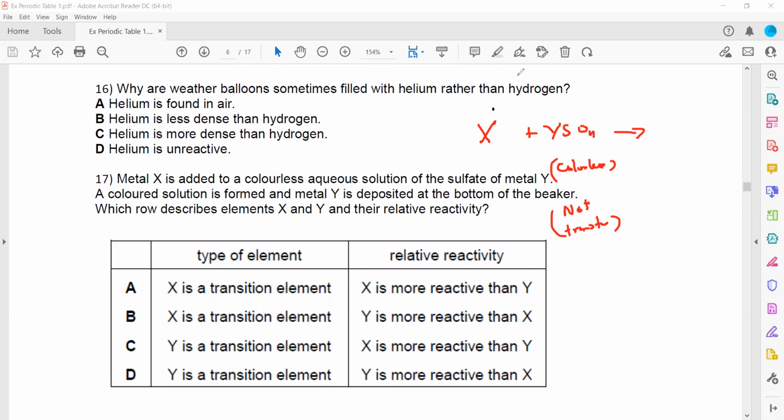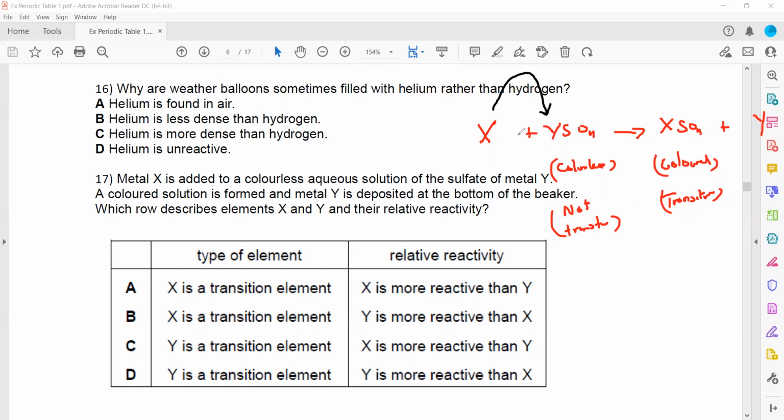It means X is more reactive, X displaces Y. So as a result, what happened? As X displaces Y, it will form X sulfate, which is a colored solution, and it produces metal Y. A colored solution means it contains a transition element. So the question is the type of element, which is a transition element, because the compound of X is colored, so it means X is a transition element.